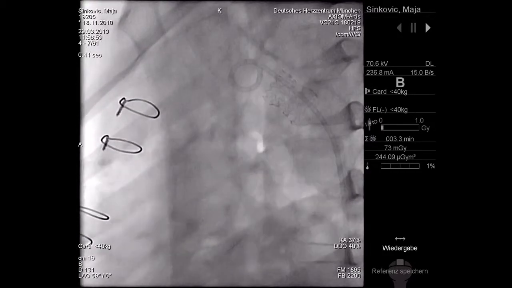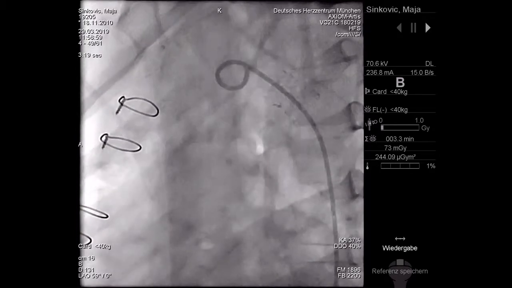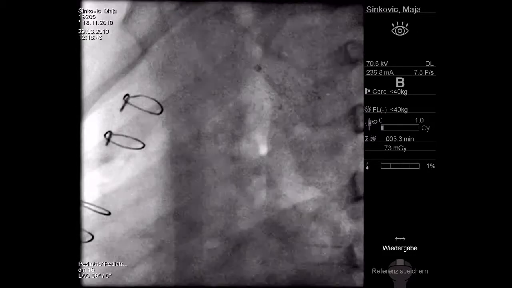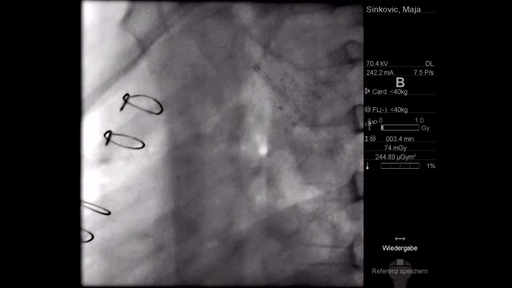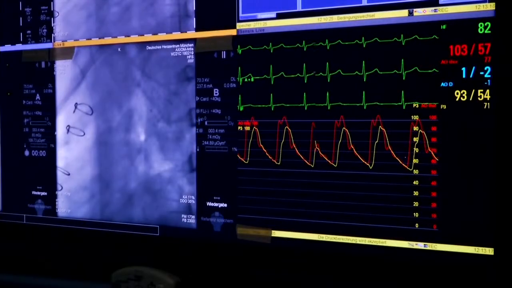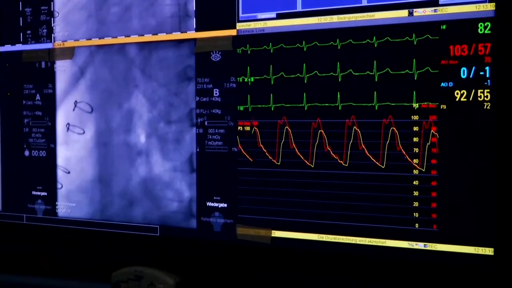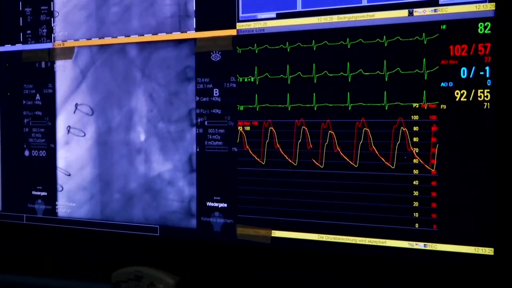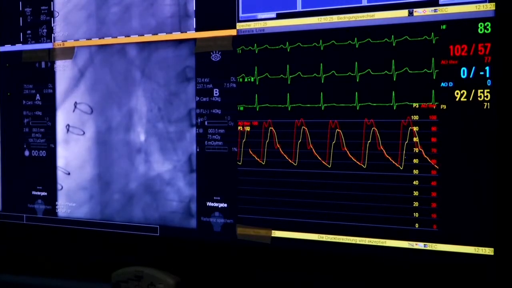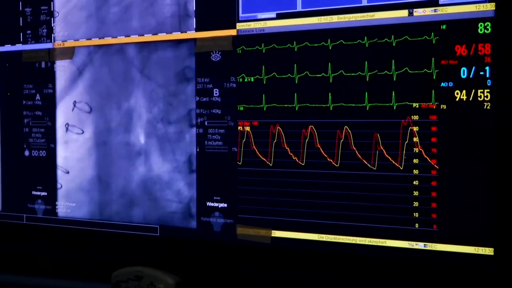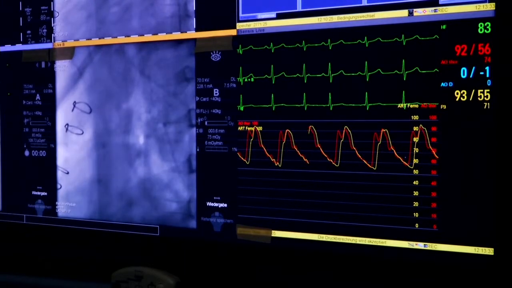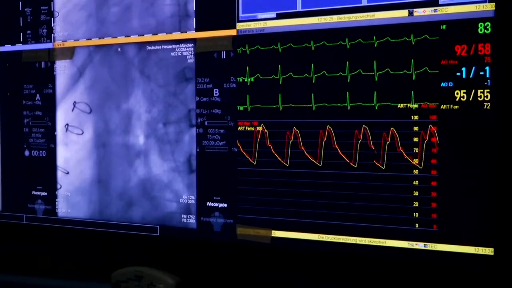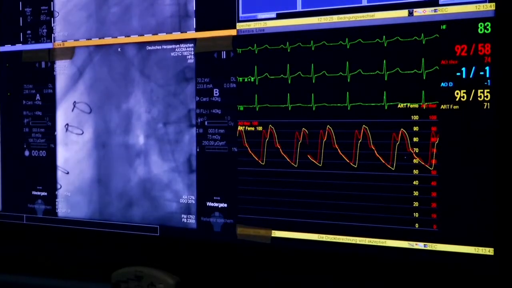If we go to the pressure now, you see that we have a residual gradient of 10 and a little bit, and we can show you the pressure with a multi-purpose. Now you see on the left panel the tip of the multi-purpose, hopefully, and on the right panel the corresponding pressures. The yellow curve is the femoral artery with an inner lumen of 6 French, and the multi-purpose is 4 French.